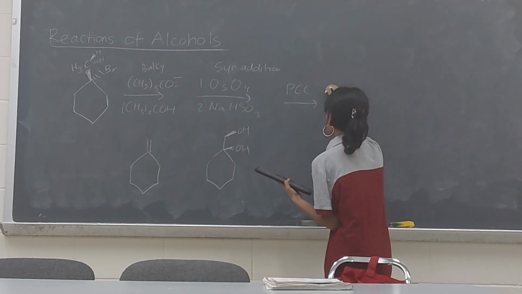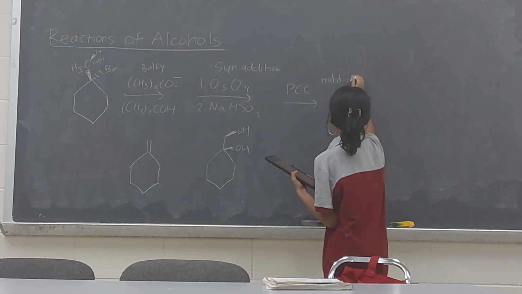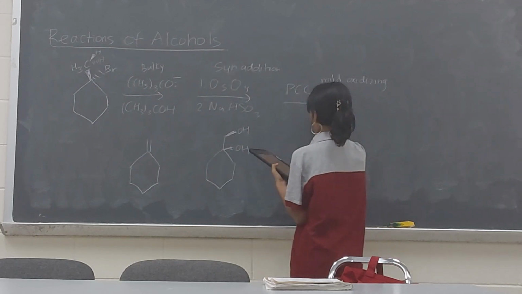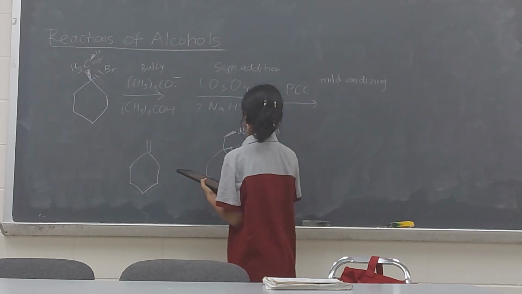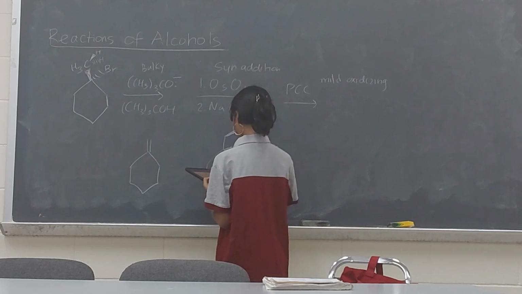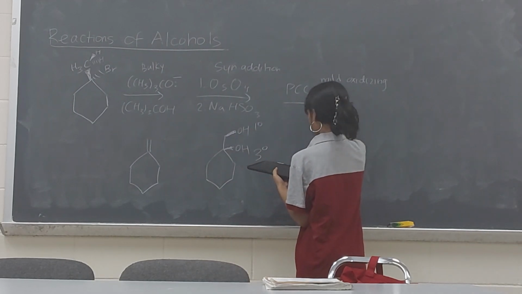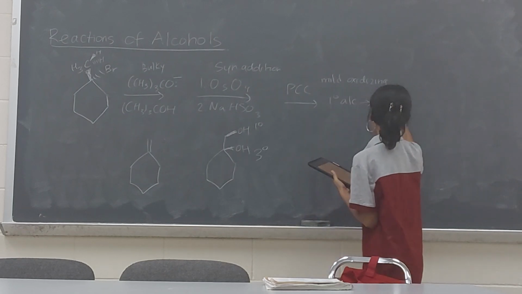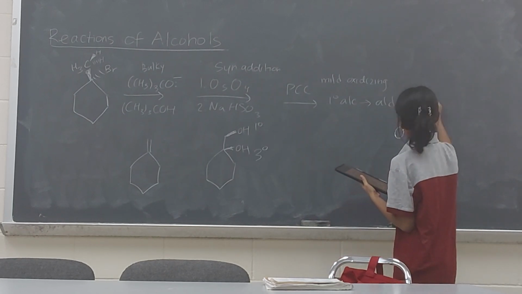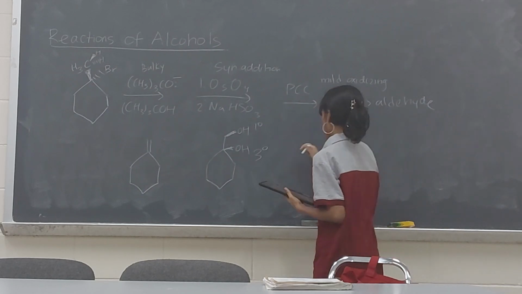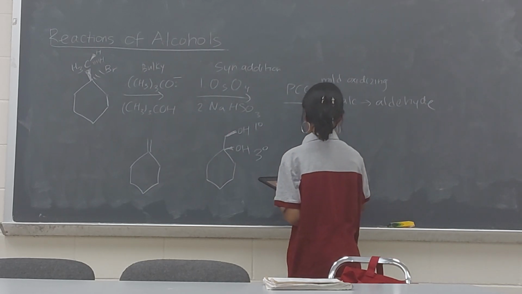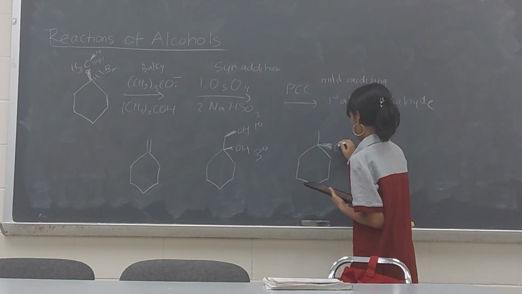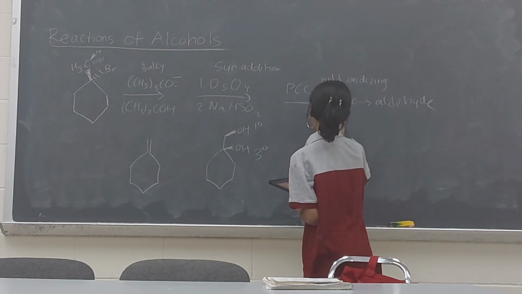And then PCC is a mild oxidizing agent. This one is primary, this one is tertiary. So primary with PCC would turn into an aldehyde, and tertiary can't be oxidized. So this would remain the same, and this would turn into an aldehyde.